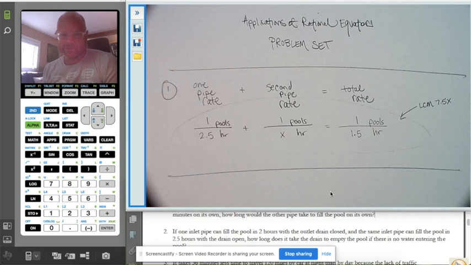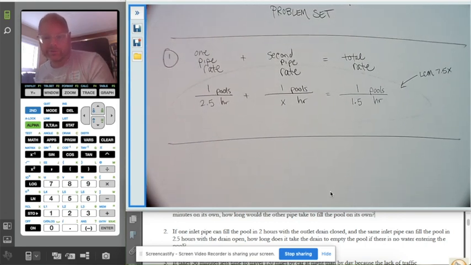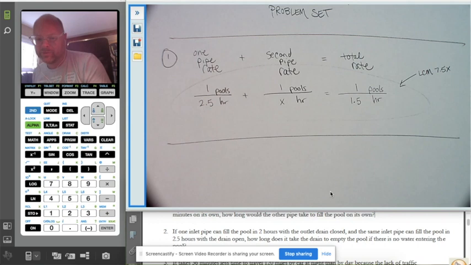All right, here's problem number 2. If one inlet pipe, very similar to question number 1, can fill the pool in 2 hours with the outlet drain closed, and the same inlet pipe can fill the pool in 2.5 hours with the drain open, how long does it take the drain to empty the pool?